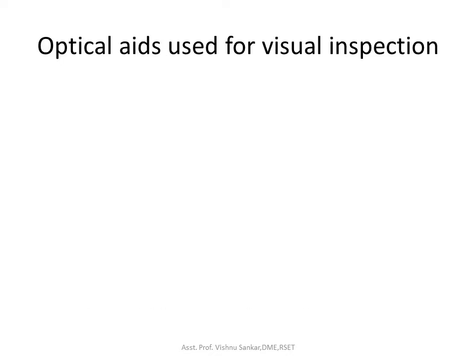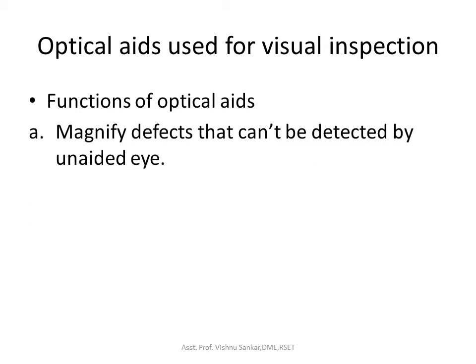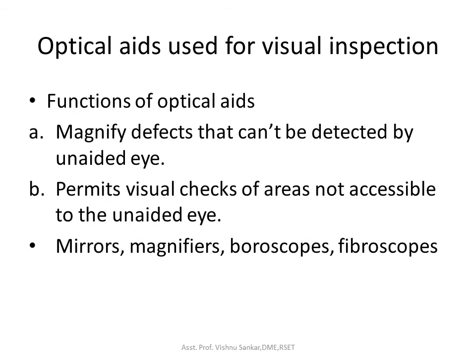What are the optical aids which are used for visual inspection? Before going to that, I will teach you what are the functions of optical aids. They are used to magnify defects that can't be detected by the unaided eye, and permit visual checks of areas which are not accessible to the unaided eye. Mirrors, magnifiers, boroscopes, fibroscopes, etc. are used as the different visual optical aids in non-destructive testing.